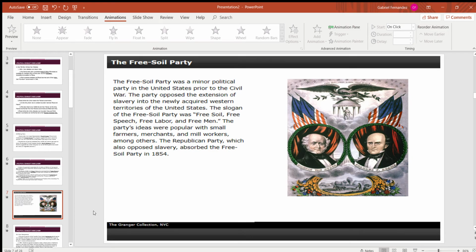A little bit of information about the Free Soil Party. It says here the Free Soil Party was a minor political party in the United States prior to the Civil War. The party opposed the extension of slavery into the newly acquired western territories of the United States. We already went over their slogan. The party's ideas were popular with small farmers, merchants, mill workers, and several others. The Republican Party, which also opposed slavery, absorbed the Free Soil Party in 1854.